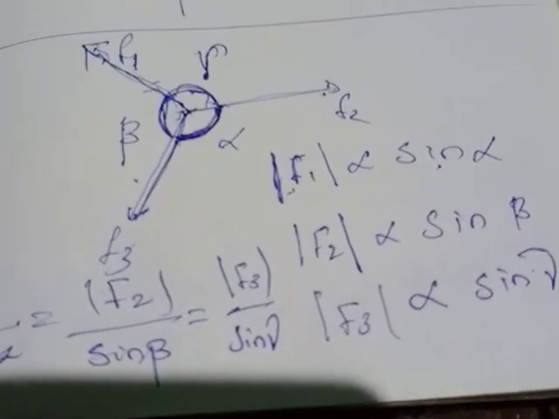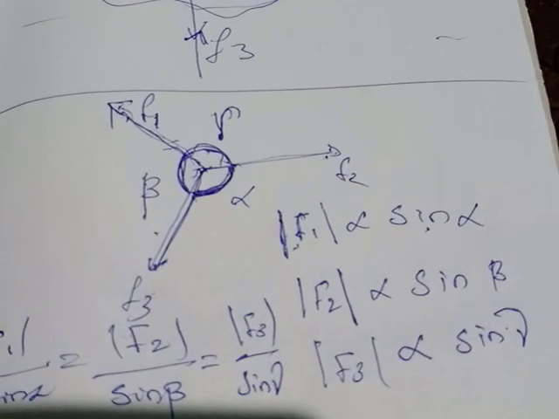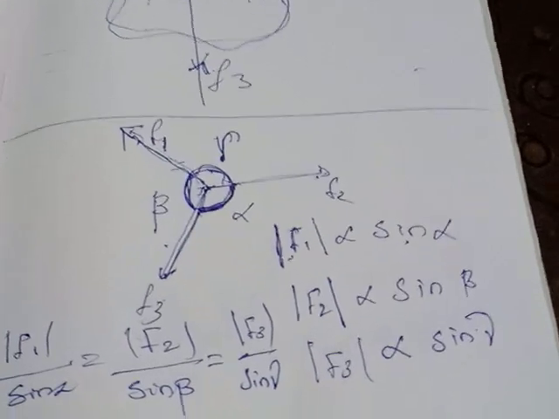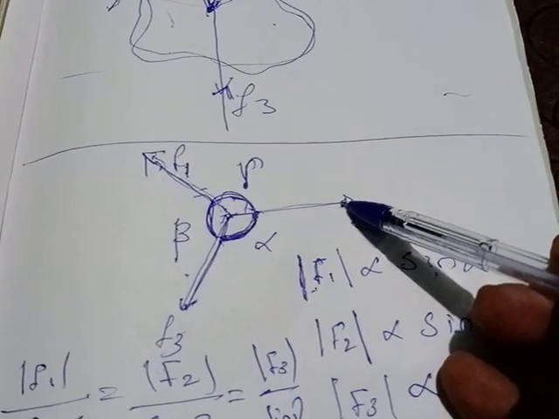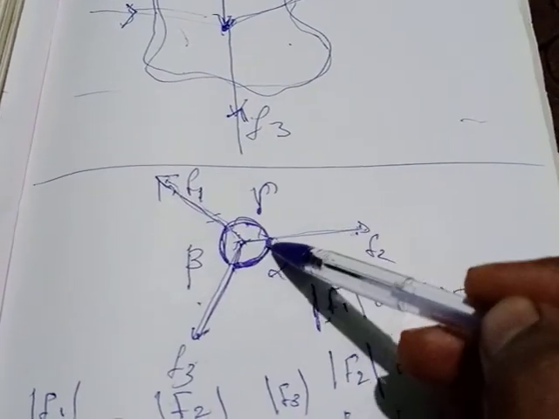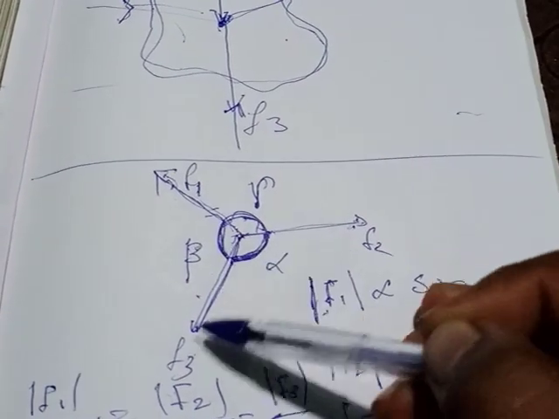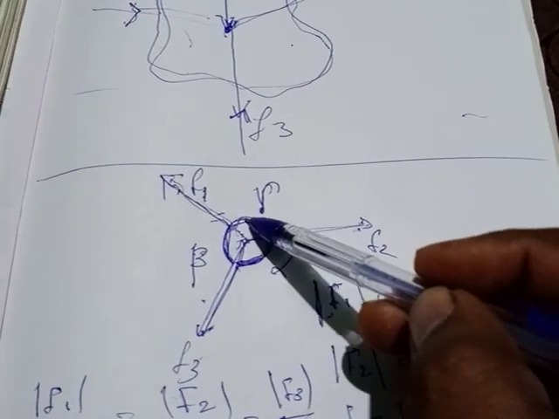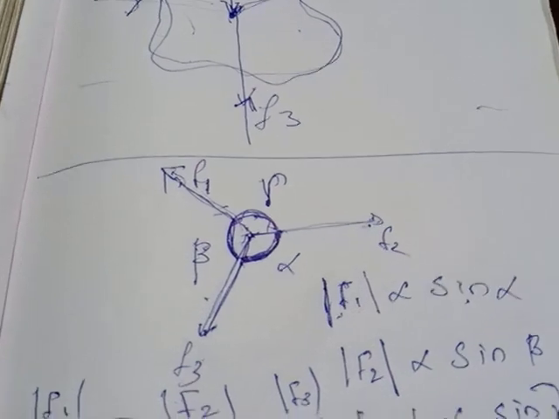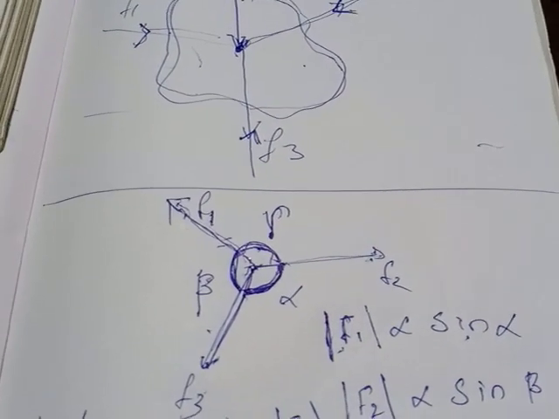You can write that the magnitude of F1 is proportional to sine alpha. Like that, if you are taking F2, the magnitude of F2 is proportional to sine beta. If you are taking F3, it is proportional to sine gamma. So this is Lami's theorem.